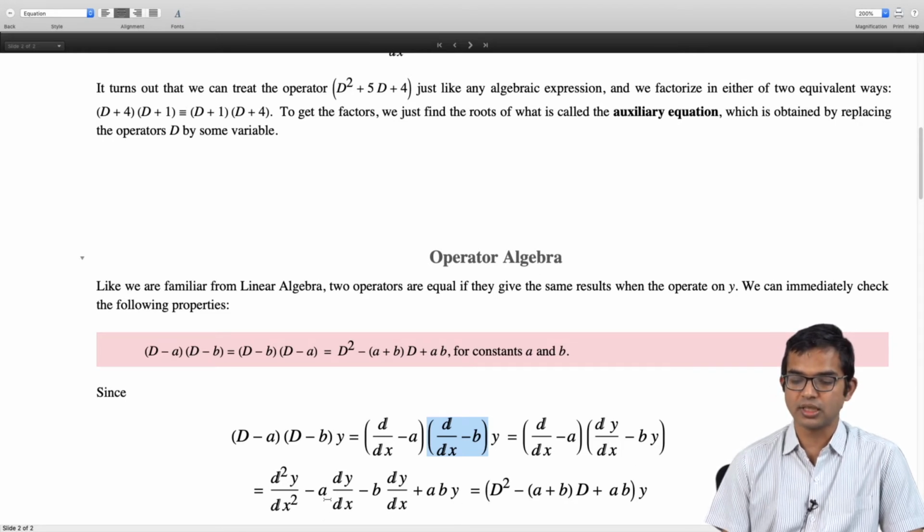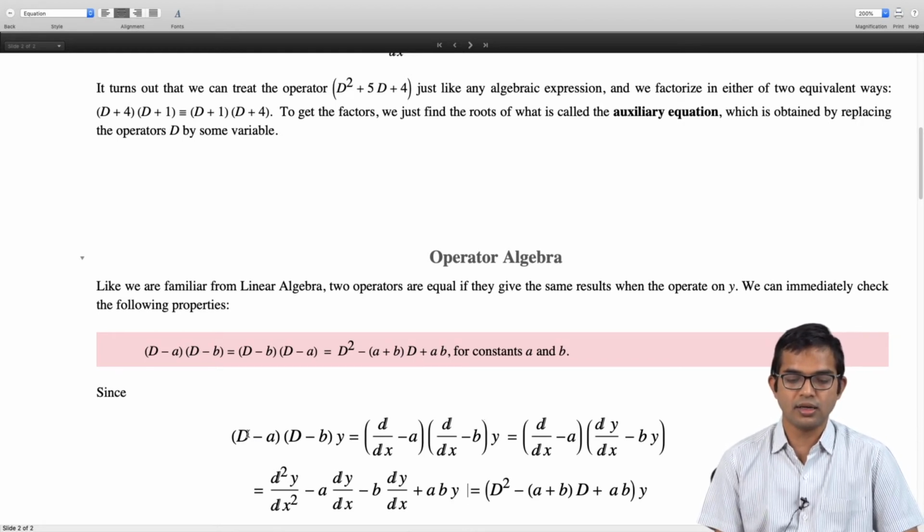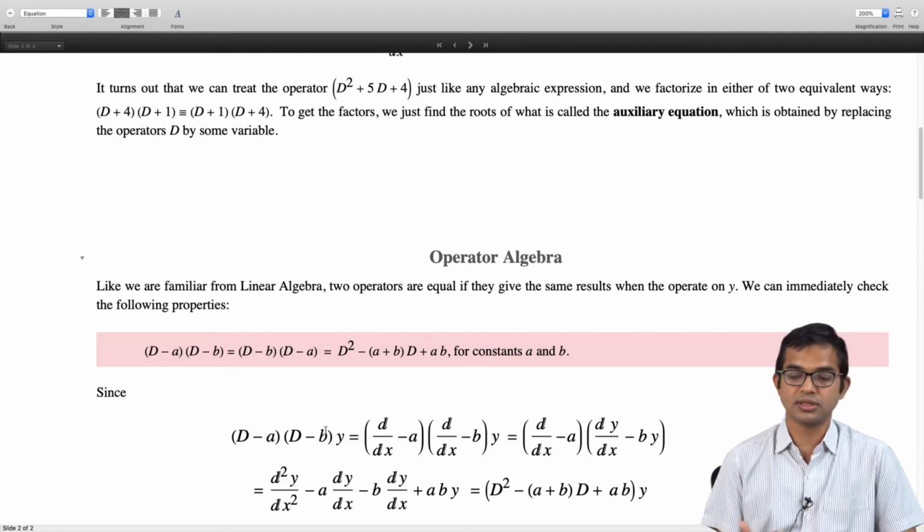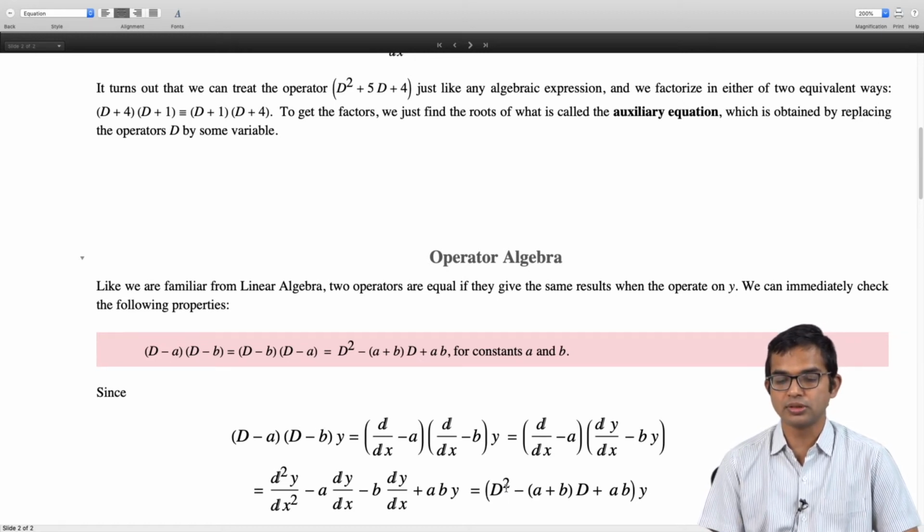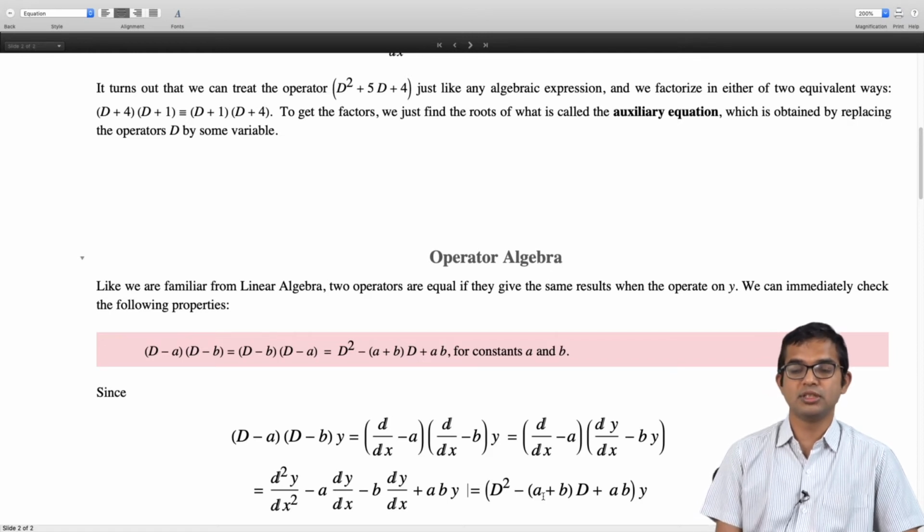So you get all these four terms, and then you can collect them. The second and the third terms can be summed, so you get (a plus b) times dy/dx with the overall minus sign. You can collect all this and write it in this compact form as (D squared minus (a plus b) times D plus ab), the whole of this acting on y. So you can quickly see that it didn't matter if you had done (D minus a) times (D minus b) or (D minus b) times (D minus a); you would get the same, and both of them would be equal to D squared minus (a plus b) times D plus ab. So that's what this property is.